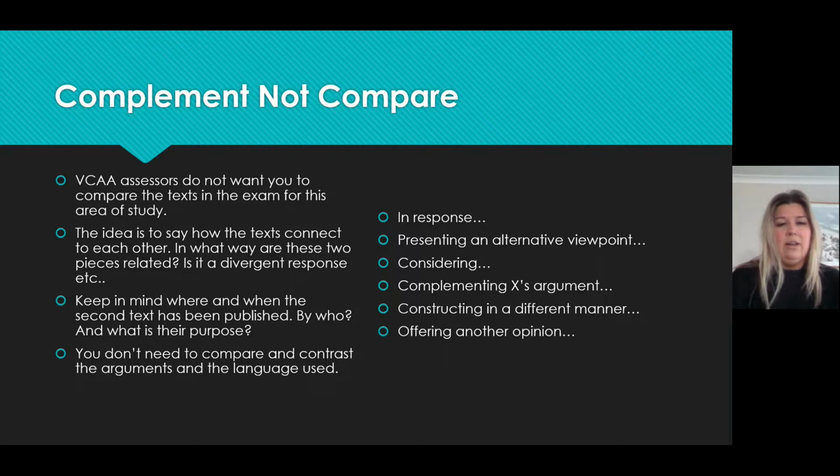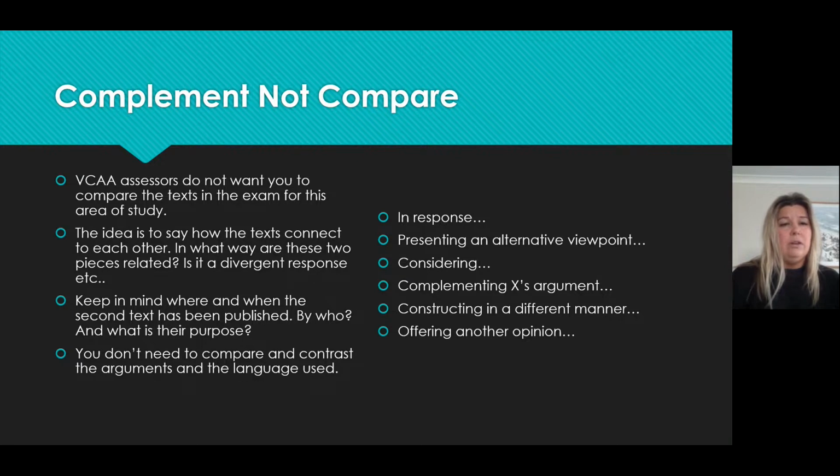One thing that I want to highlight before we start looking at how to extend yourself is how this exam actually varies from the SAC that you will have done at school. Now, the SAC that you did at school required you to compare 2 articles or 3 articles if you were given them together. The exam does not want you to do that. You still may be given 2 or more pieces, but it is not part of the criteria that you compare them. Instead, VCAA assessors say that you should write how they complement each other.